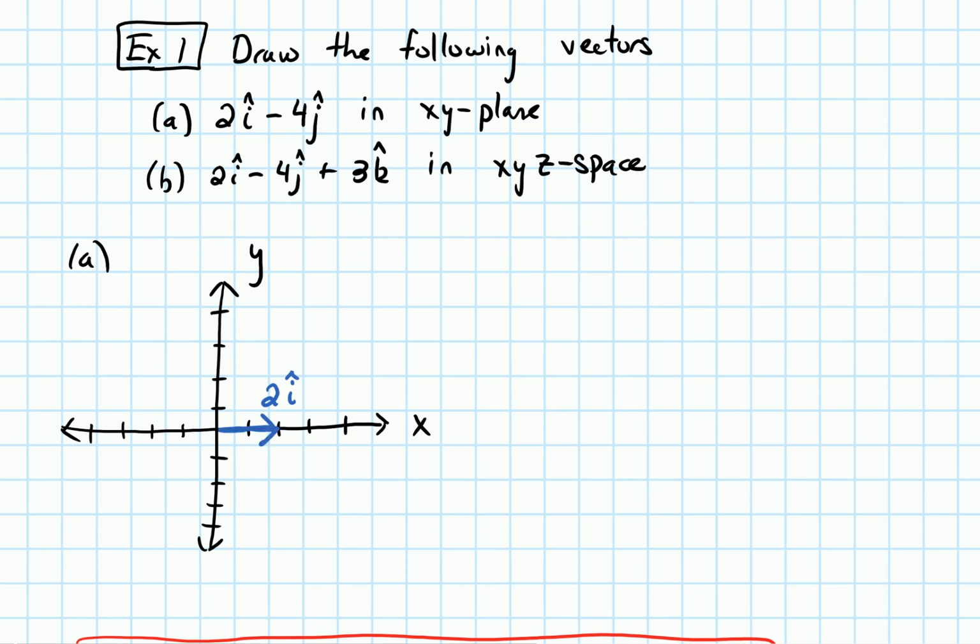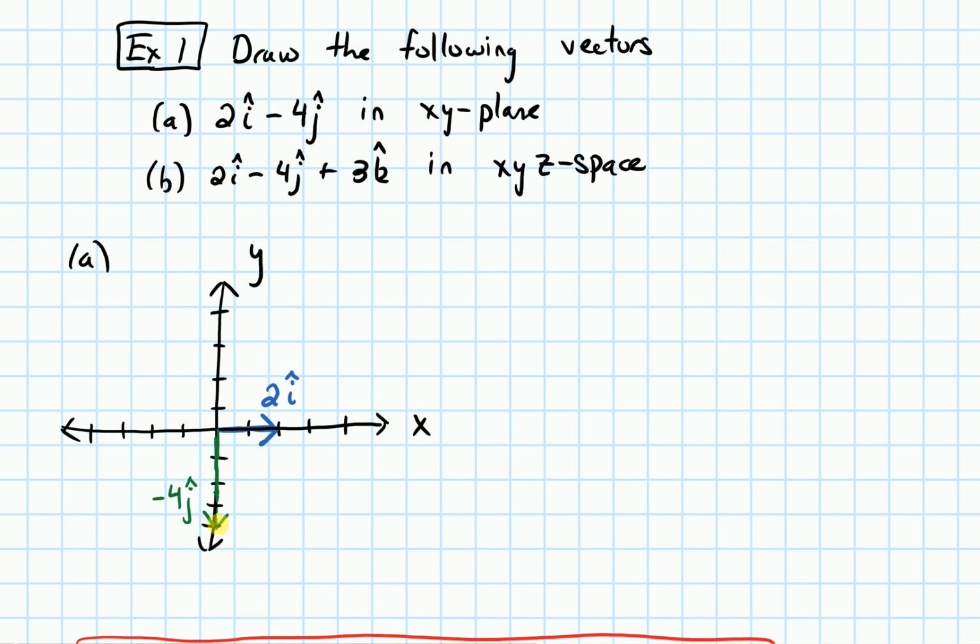What about minus 4j hat? So multiplying j hat by a negative number means that now it's going to be pointing in the negative y direction, and the 4 means it's going to have a length of 4. So negative 4j hat extends all the way down to negative 4 on the y-axis. So this is what negative 4j hat looks like. And we need to add these together.